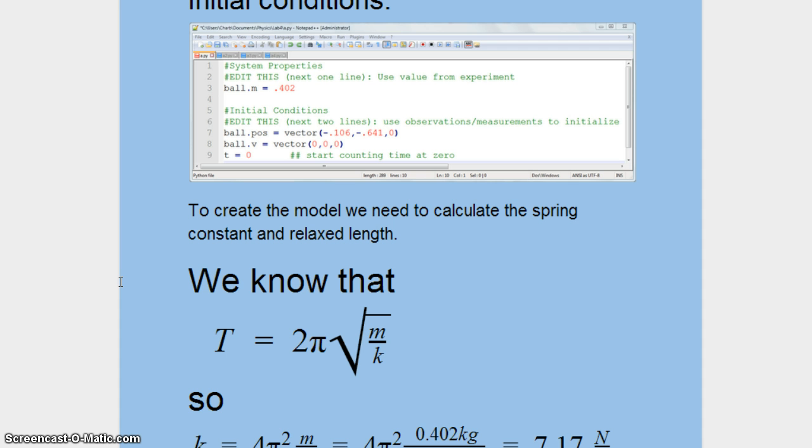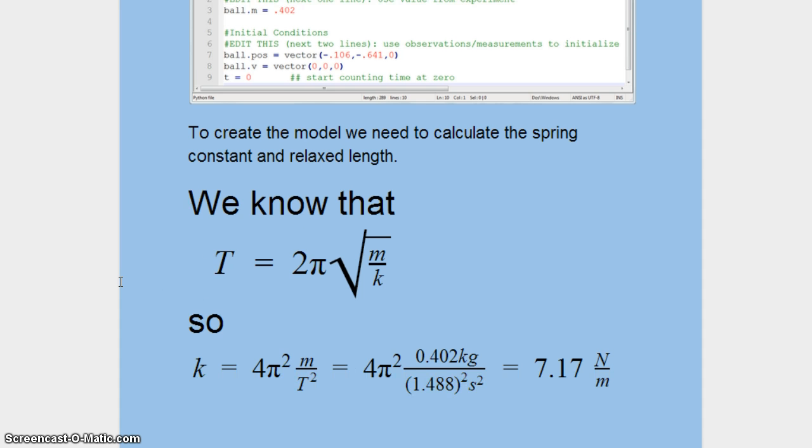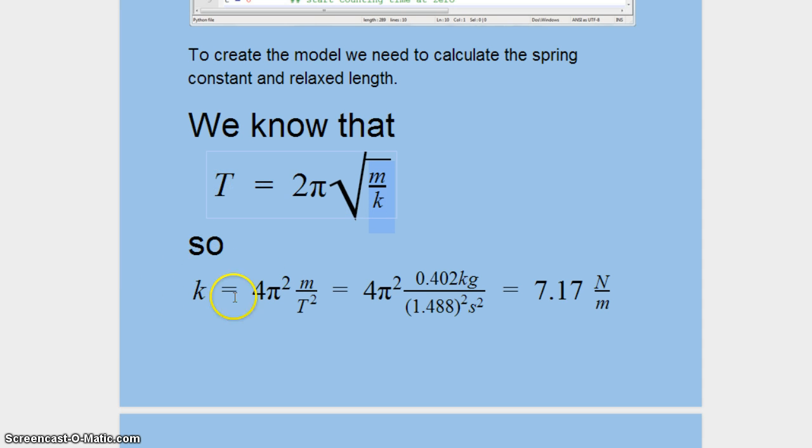Next up, we need to do some calculations for the rest of our initial conditions. We know that T, the period of the spring, is equal to 2 pi times the square root of the mass of our object over k, which is the spring constant. So solving algebraically for k, we find that k is equal to 4 pi squared times the mass of the object divided by T squared, the period. To find the period, I simply looked at our data and measured the distance between two troughs, which gives us one period of oscillation, which I found to be 1.488 seconds. So plugging all those values in, we find that our k is 7.17 newtons per meter.